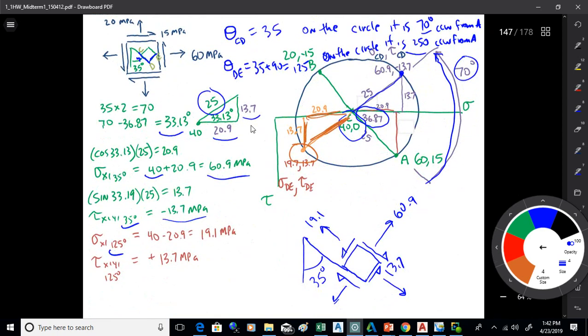Okay, how about the normal and shear stress on CD? What are they? What's the normal stress on CD? Okay, what's the angle for CD? 35. So there's the normal stress on CD. Okay. And then here's the shear. Okay, and see, you've got to connect the fact that angle CD makes a 35-degree angle with the vertical. Okay.